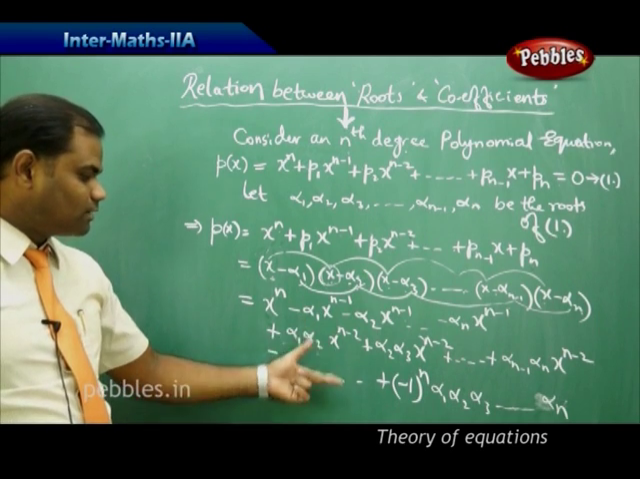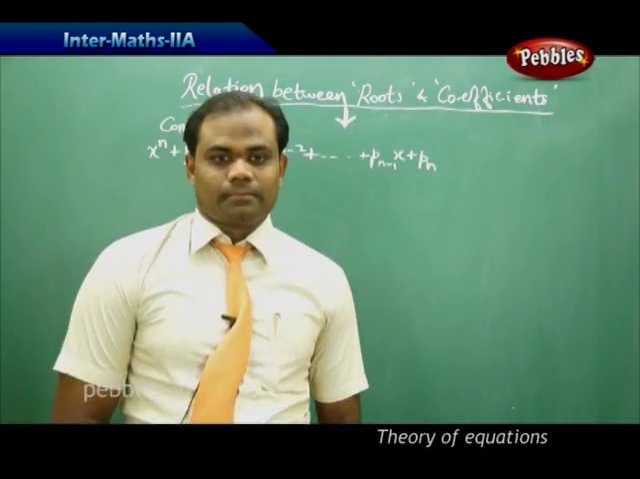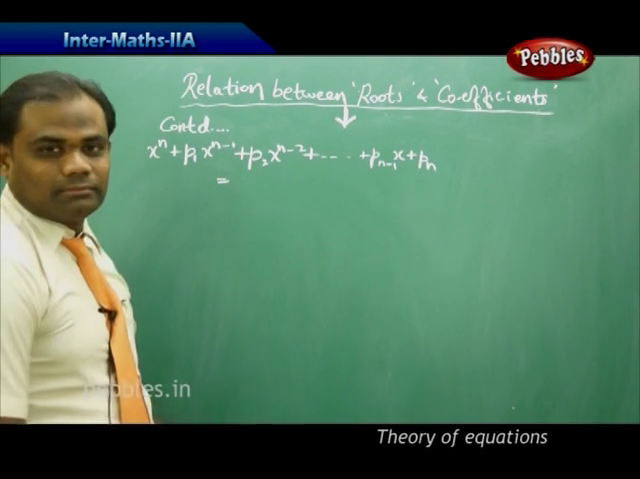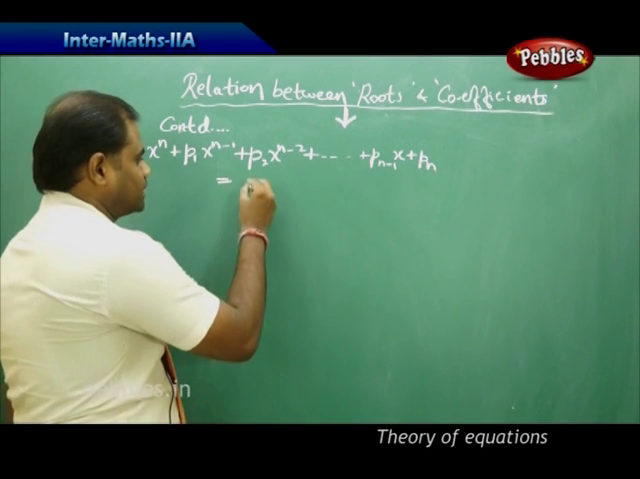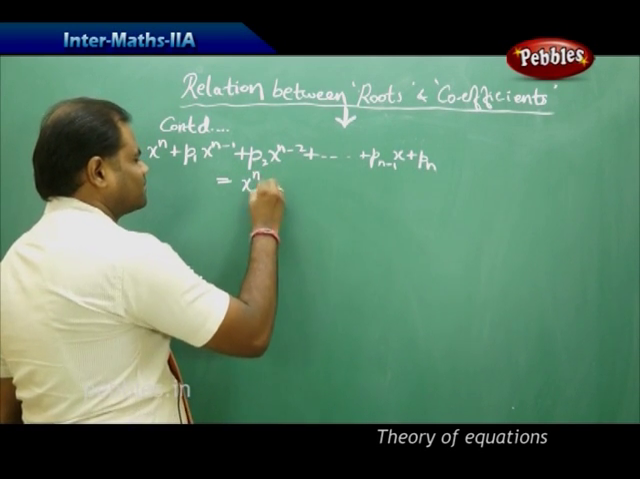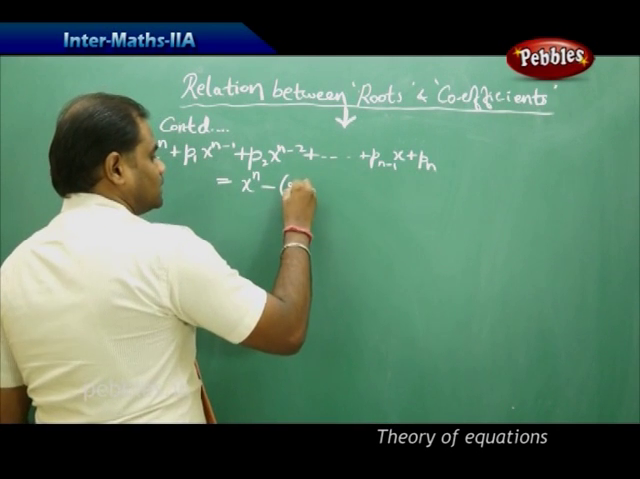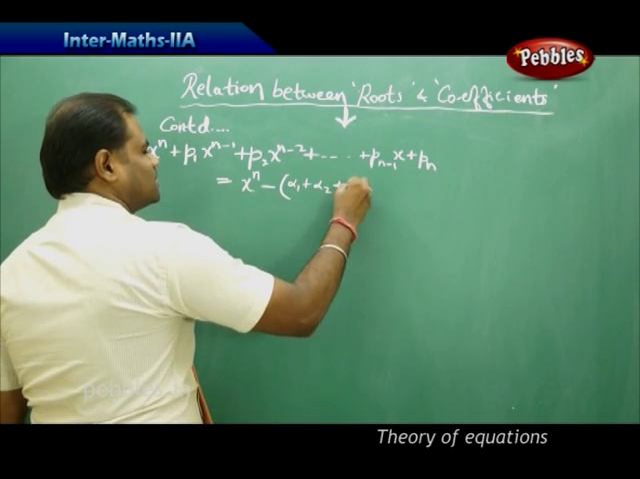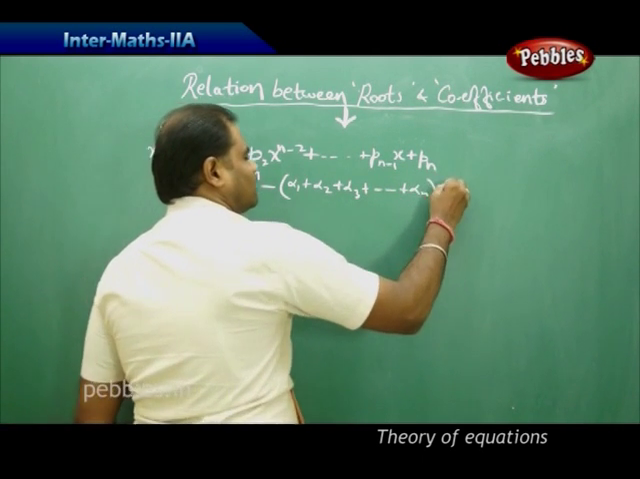Now let's take everything common and then compare to see what would be the outcome. Continuing from what we have obtained, let me rearrange, taking all x power n terms in the starting and taking all x power n minus 1 terms together. Then I get alpha 1 plus alpha 2 plus alpha 3 till alpha n of x power n minus 1.